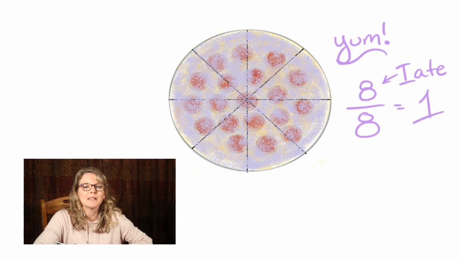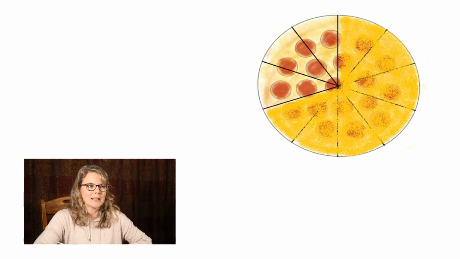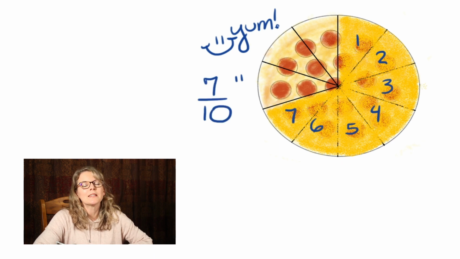It always has the same number on the top and the bottom. Even 1 million over 1 million, it's still just one whole. Something interesting to remember. Let's take a look at another pizza. Looking at this one, assuming that I was really, really hungry and that it was really, really good, what fraction did I eat? Well, let's count up the pieces that I ate. 1, 2, 3, 4, 5, 6, 7, and 10 pieces total. That means that I ate 7/10 of the pizza.